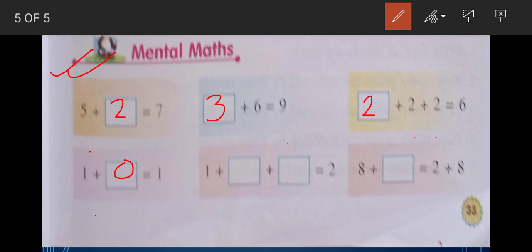Okay. In the same way here, the total should be 2. So 1 plus 1 is 2. Then again 2 plus what it should be? 2. Obviously it should be 0. Right? So now here, see, both sides should be made equal. It is 8 plus 2. Isn't it? 8 plus dash is equal to 2 plus 8. That means 8 plus 2 is equal to 2 plus 8. That means what? Even if the order changes, the sum remains the same.